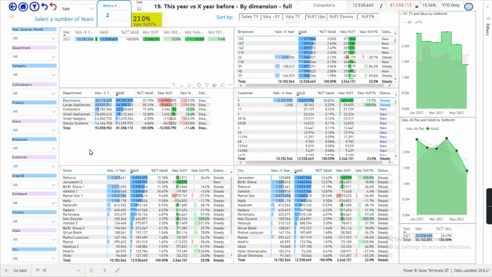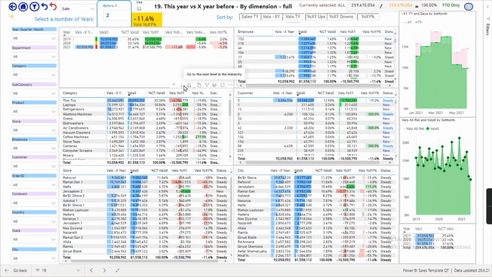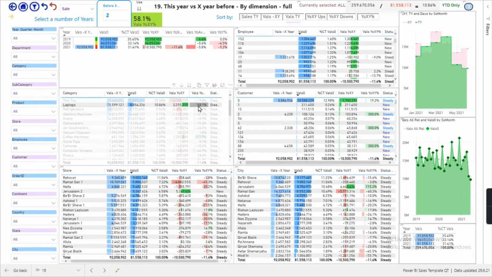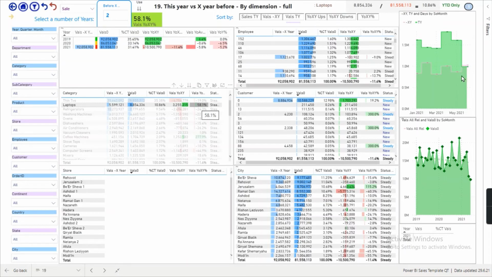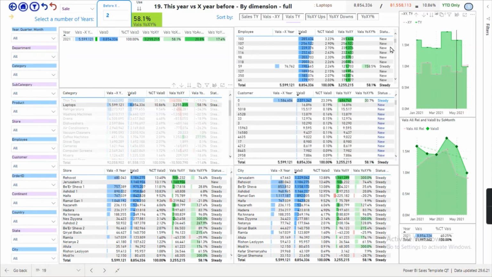I want to see laptops. We have only department, not category, but in every chart or table, there are all the dimensions, and in the same chart, we just have to go to the next level or to the previous level, down or up, to see them. So we see categories. Let's see compute laptops. Laptops is 58% up. You see it half up, twice up, sorry.